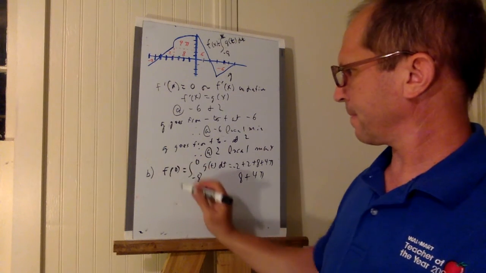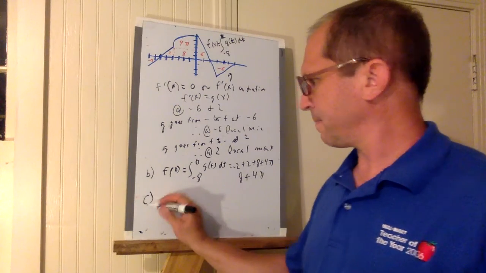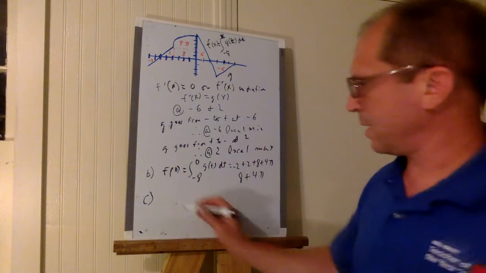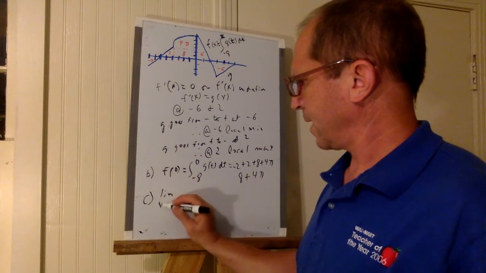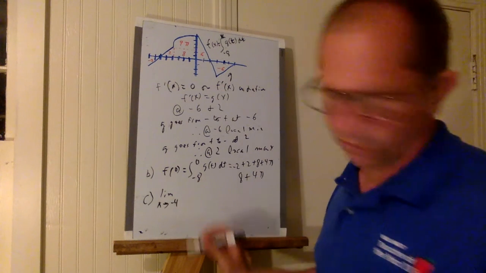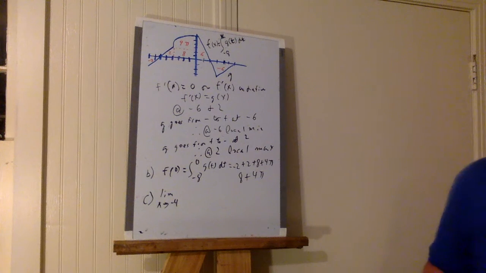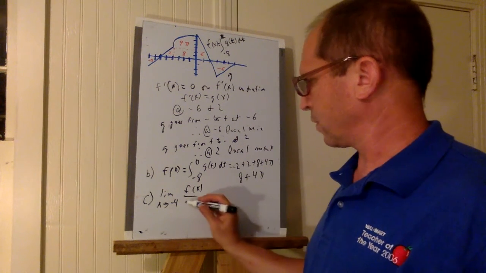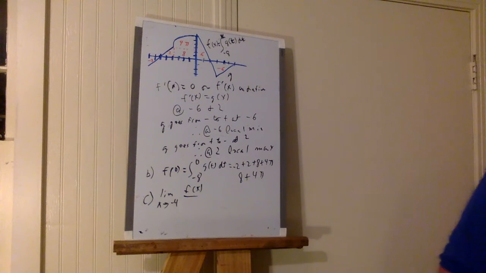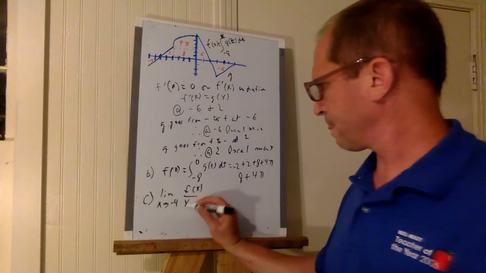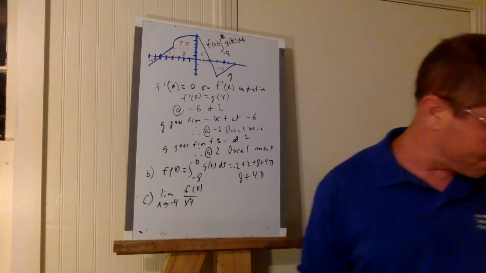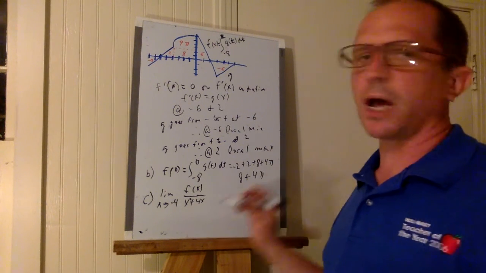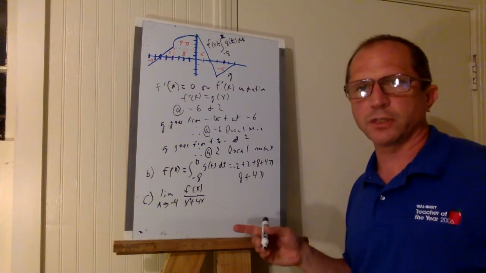All right, now on to C. This is the limit as x approaches negative 4 of f of x over x squared plus 4x. Now, I would not be shocked at all to see a problem like this appear on this year's AP test.